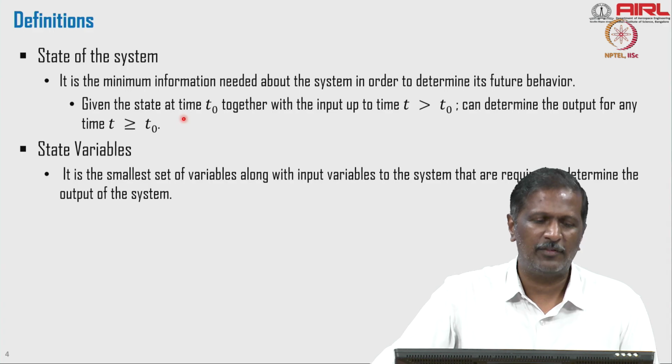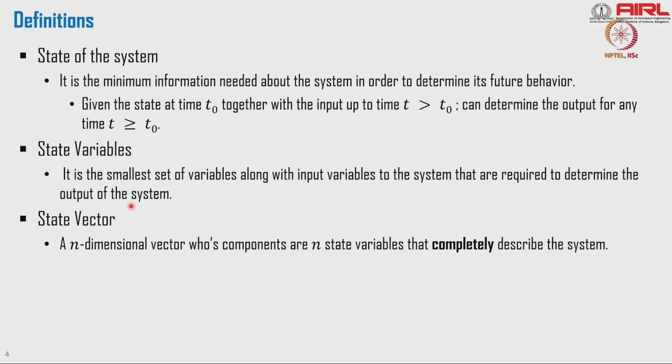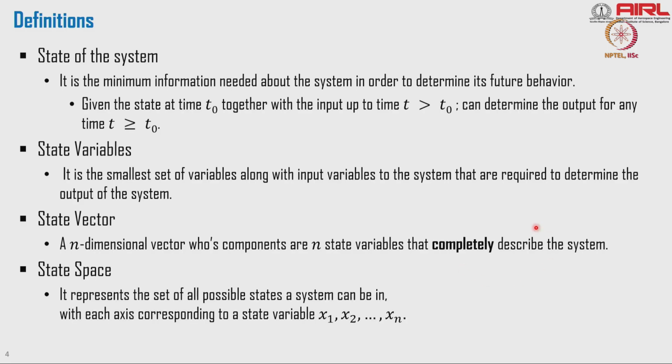Now, state variables are the smallest set of variables, along with the input variable to the system, that are required to determine the output of the system. That is what we call state variables. The state vector, if I put all these variables together, is an n dimensional vector whose components are the n state variables that completely describe the system. State space represents the set of all possible states of the system in all axes corresponding to the state variables x1 to xn.